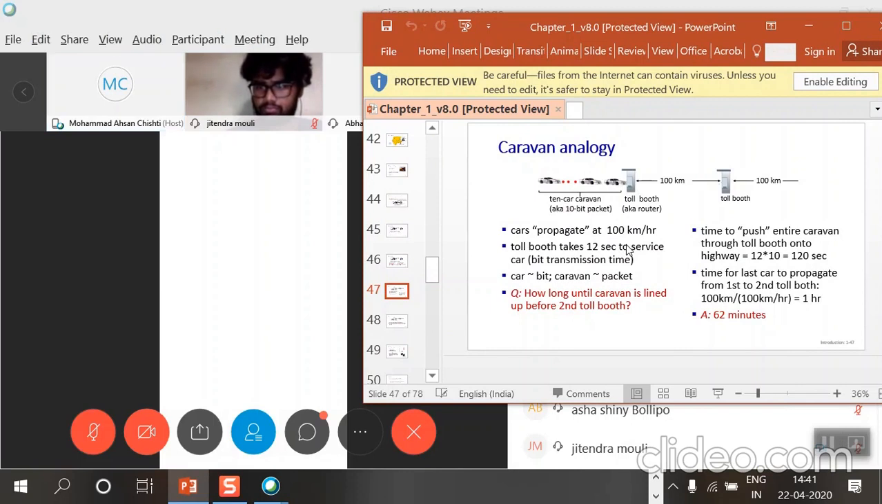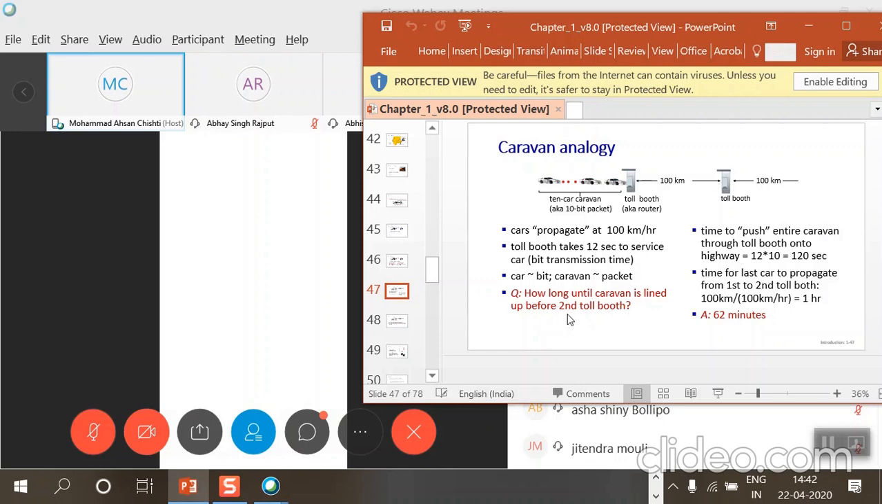It propagates on the highway at the rate of 100 kilometer per hour. So from the time A to R, the picture is given there, you can check the picture. Now we would have the next 10 cars, again a packet, traveling together as one caravan of 10 cars. Take caravan as a packet, a car as a bit. Now, try to understand each delay with respect to this example.